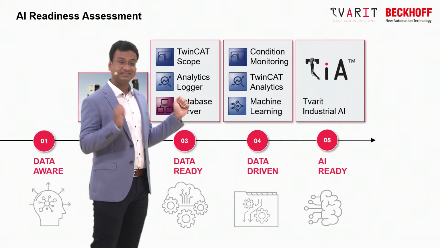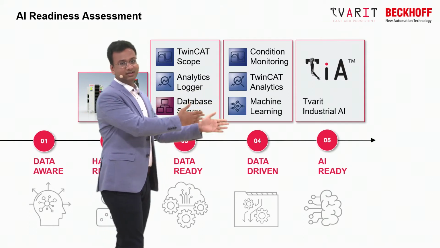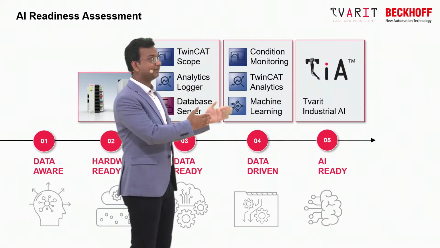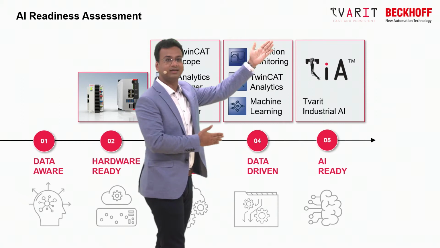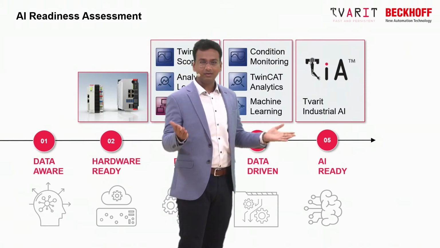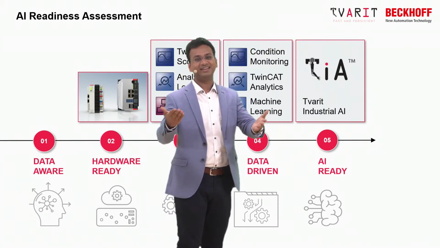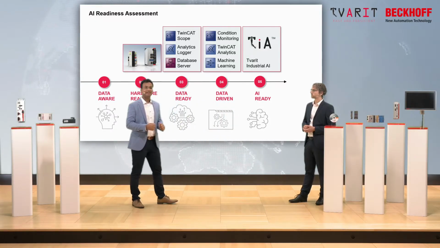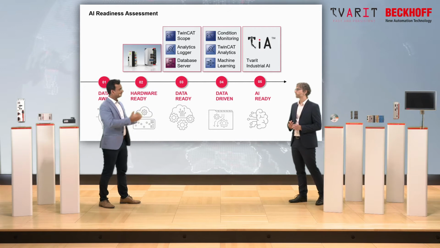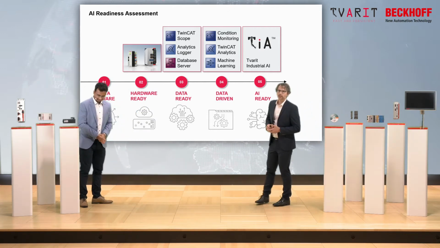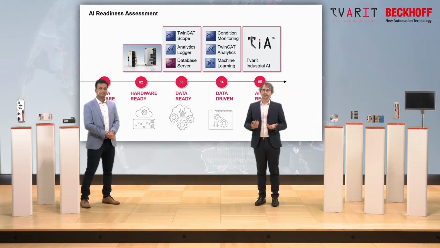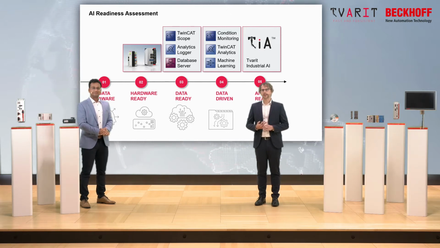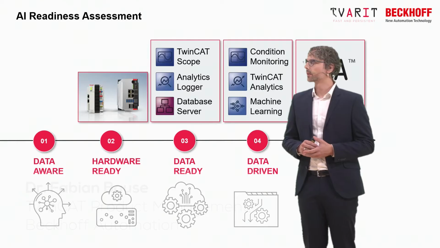Once we have these 4 steps, then only will we become AI ready. And finally, we will be able to utilize the Tvarit industrial AI software, and this software can definitely give you the benefits. Let's go back and take a reverse journey. What are these 4 steps? Fabian, please. Yeah, so what are the functions or the products where Beckhoff can help you in those milestones?